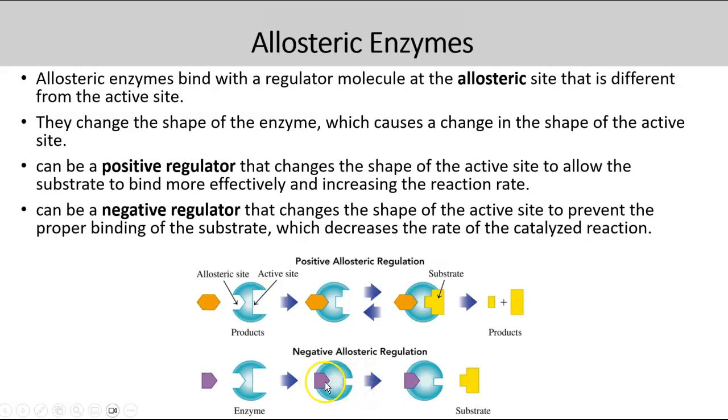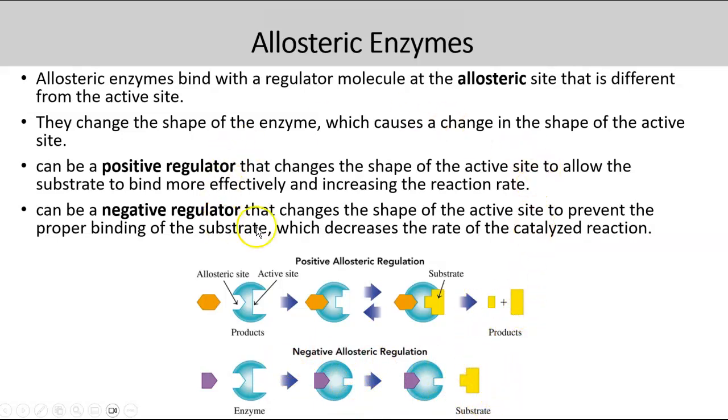Binding of the regulator molecule to the allosteric site has hindered or disrupted the binding of the substrate to the active site, because the active site shape is now different. So the negative regulator changes the shape of the active site to prevent the proper binding of the substrate. Now, if the substrate doesn't bind to the enzyme, there is no enzyme substrate complex and no catalysis happens. It will decrease the rate of the catalyzed reaction. So this is the negative allosteric regulation.